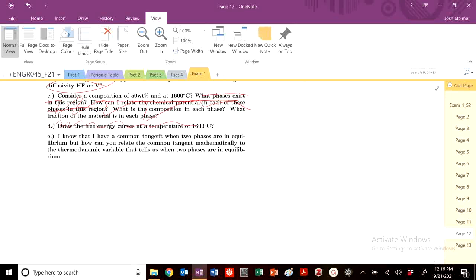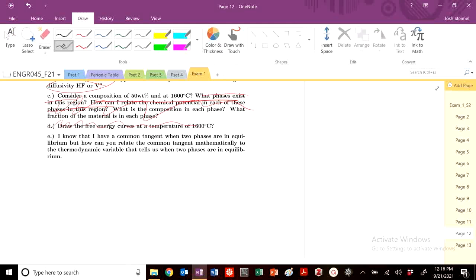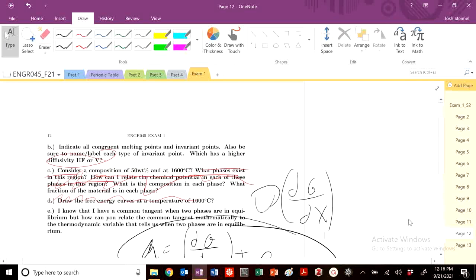Ooh, excellent. So I know that my chemical potential, mu, is equal to dG/dN at constant temperature and pressure. N is your number of moles or number of atoms, but I can also write this, with some prefactor, as the mole fraction. So this is the slope of your line. When I have a common tangent, my slopes at two points are equal, and thus the chemical potentials are equal. That's all we were getting at with that question.